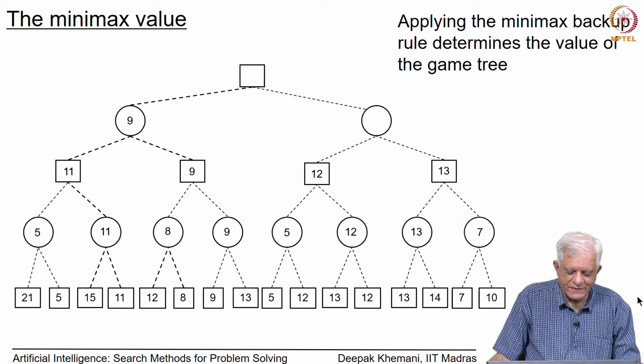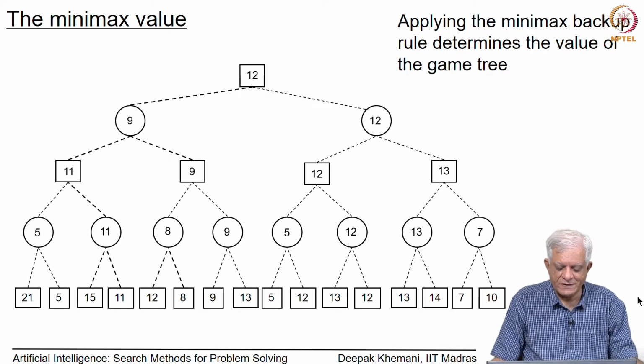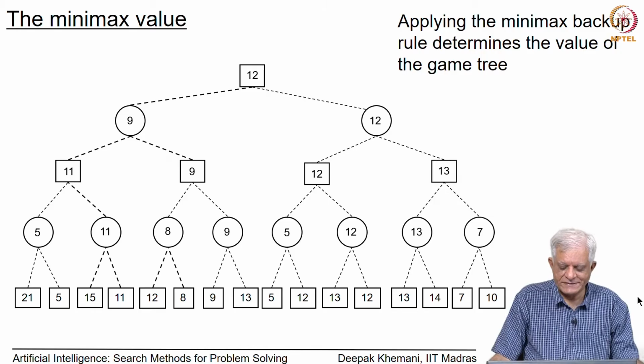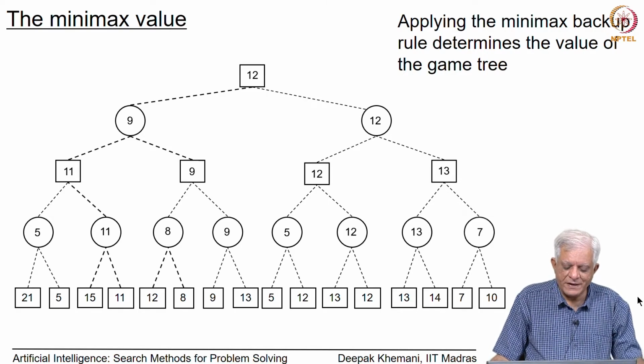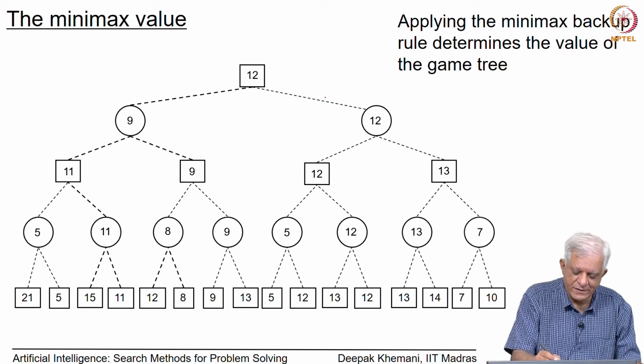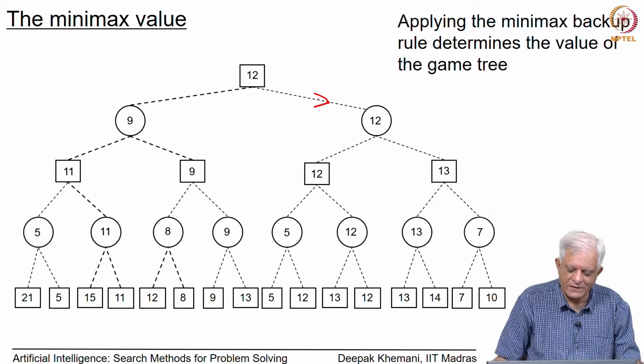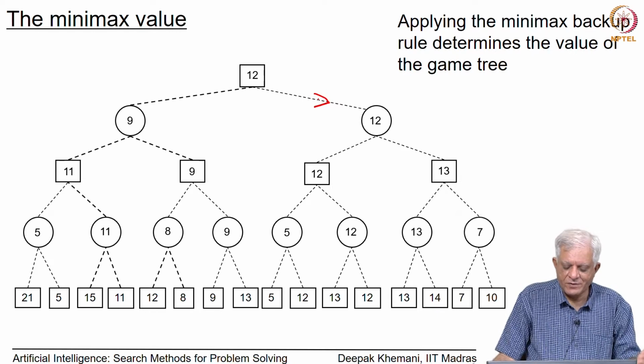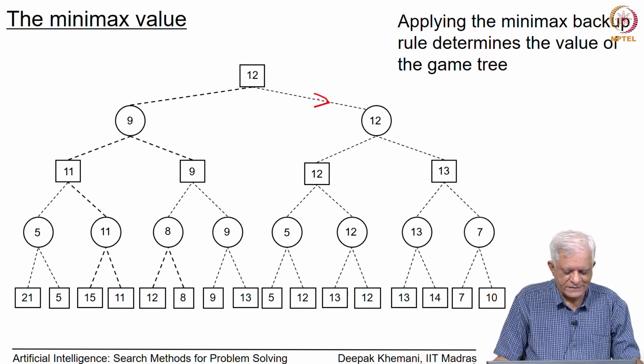And in this fashion we are moving up the tree, and eventually we figure out that the minimax value of the game is 12 essentially. And therefore, max would make the move from where this value comes, and then wait for min's move as we have just discussed essentially.